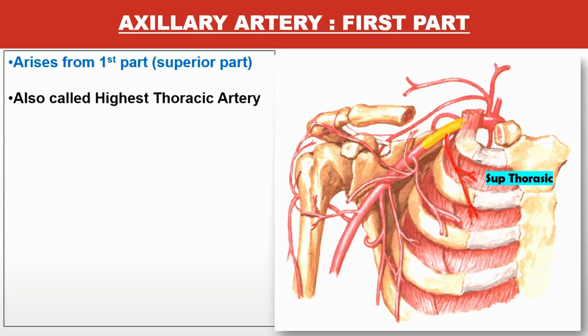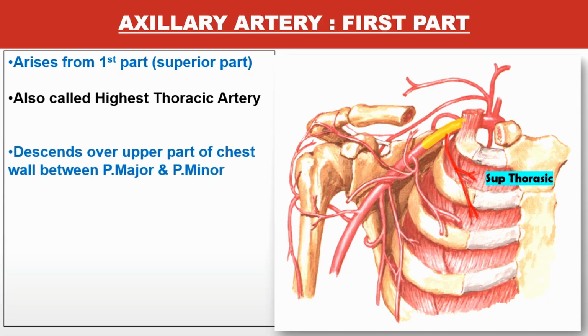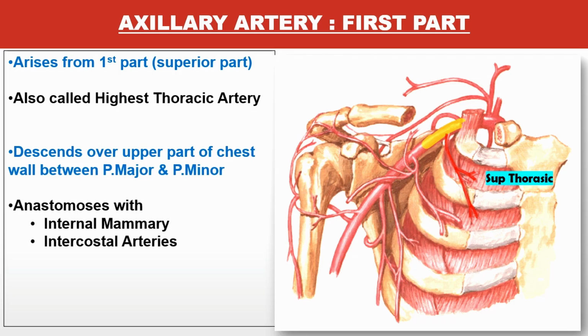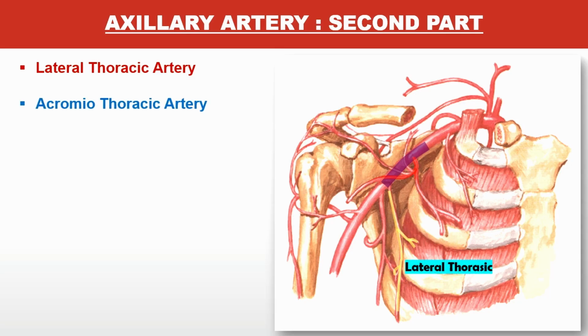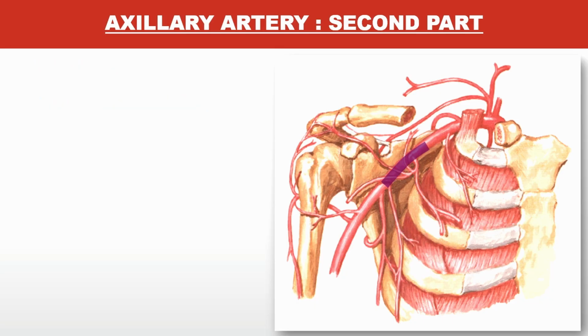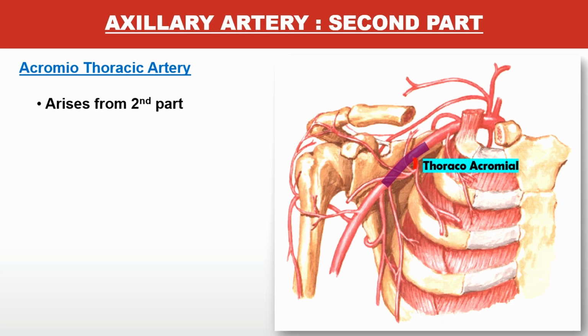Then it descends over the upper part of the chest wall between the pectoralis major and the pectoralis minor. It anastomoses with the internal mammary and the intercostal arteries. It will supply the first and the second intercostal spaces and the upper part of the serratus anterior. Second part is giving two branches, lateral thoracic and acromiothoracic. Acromiothoracic further will divide into acromial branch and the thoracic branch.